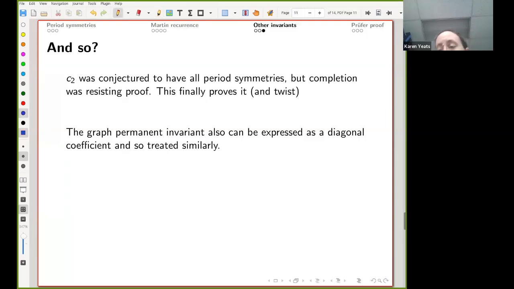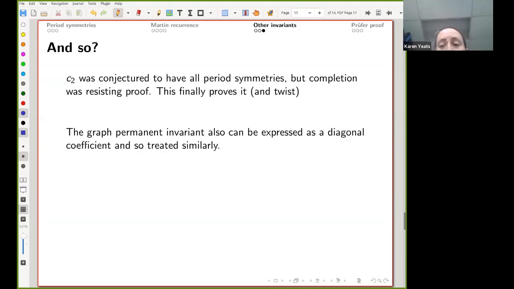Okay, I don't know how many people here in the audience have been hanging around long enough to have heard me talk about this other invariant that comes from the permanent, but it can also be expressed as a diagonal coefficient. And so similarly, it now relates to Martin. So this Martin, and in particular this Martin recurrence, and the fact that it connects to this diagonal coefficient, has actually given us a way to unify almost all of the period invariants that we understood.